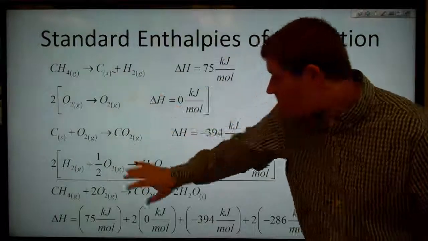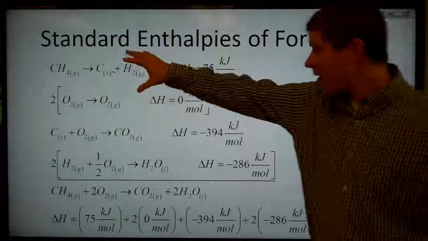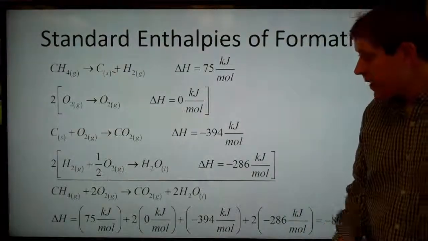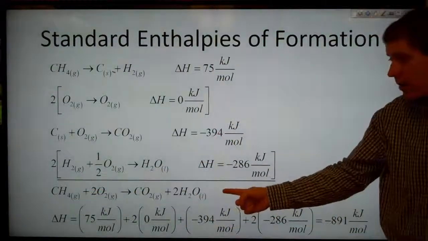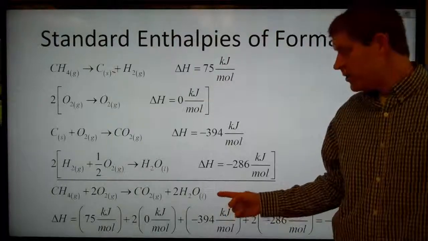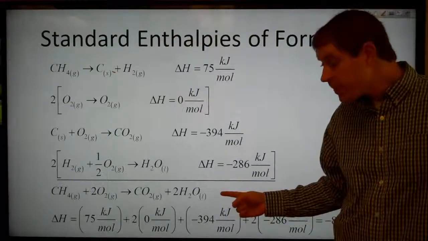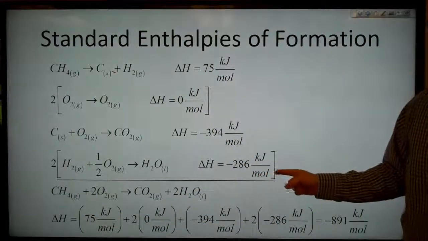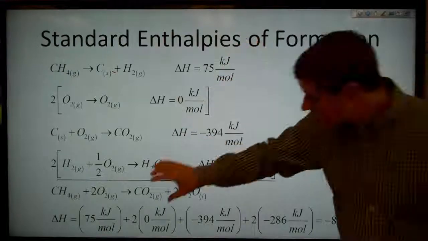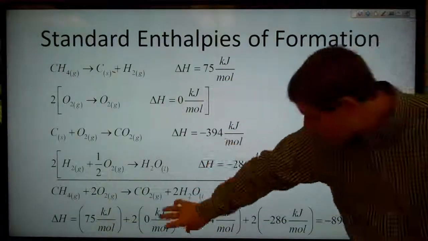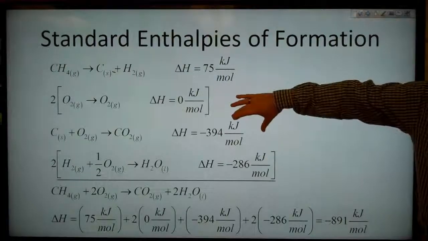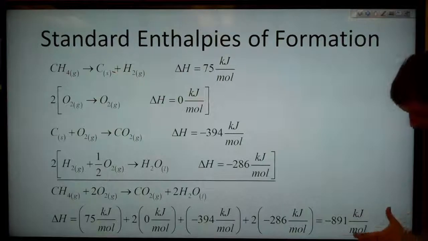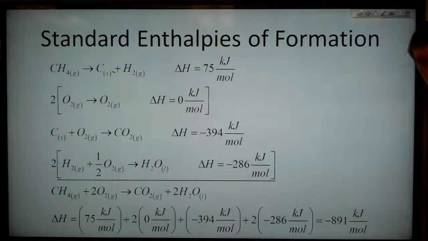And so if you add up all of those reactions, take all of the reactants and put them on one side, take all of the products and put them on one side, and then cancel things that are on both sides, you end up with this reaction. CH4 plus 2O2 yields CO2 plus 2H2O. And we can then add up all of our enthalpy changes. So we take our 75 kilojoules per mole and double our 0 kilojoules per mole and our negative 394 kilojoules per mole and double our minus 286 kilojoules per mole. And that gives us a total of minus 891 kilojoules per mole.